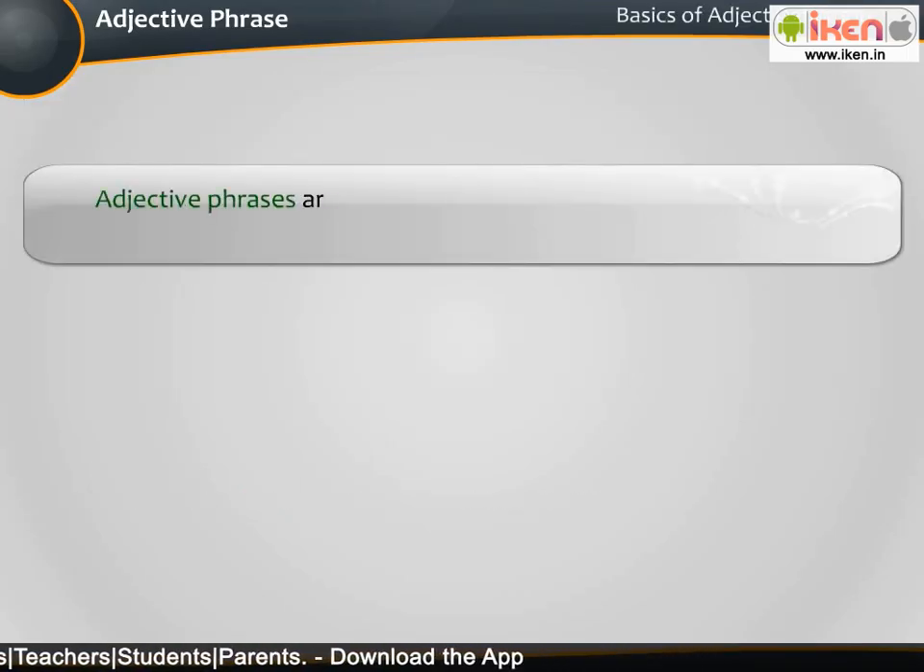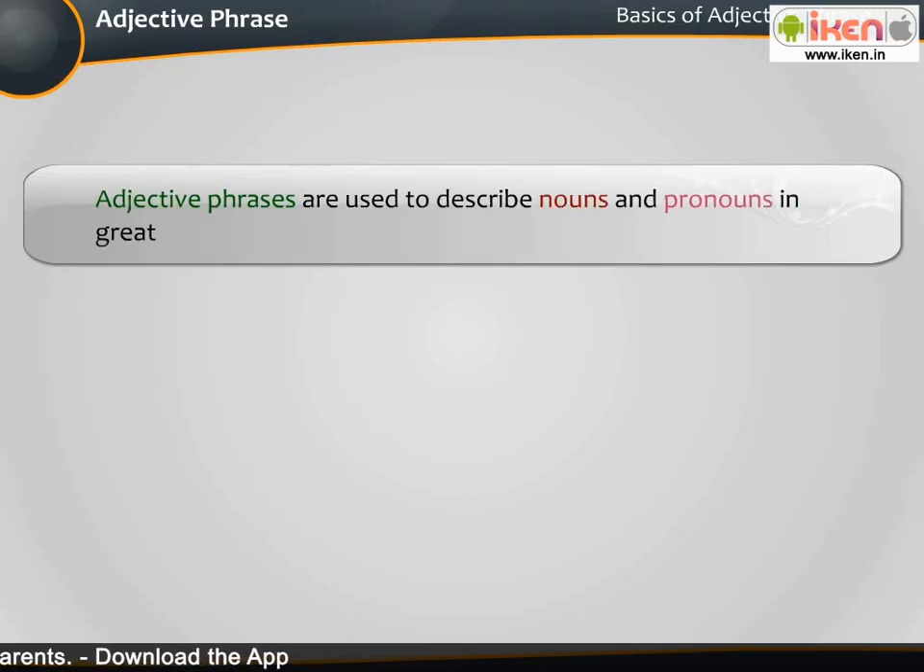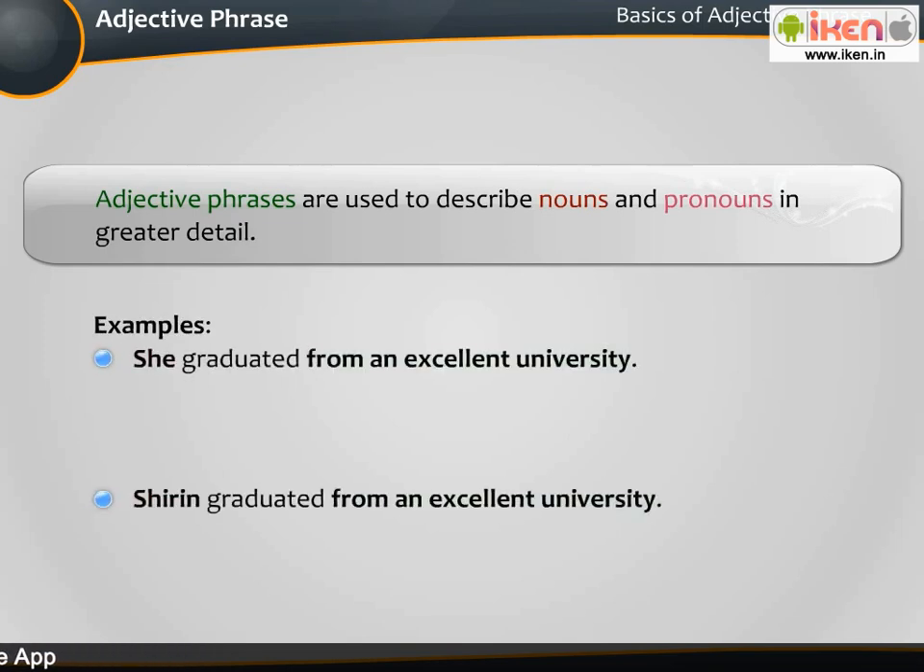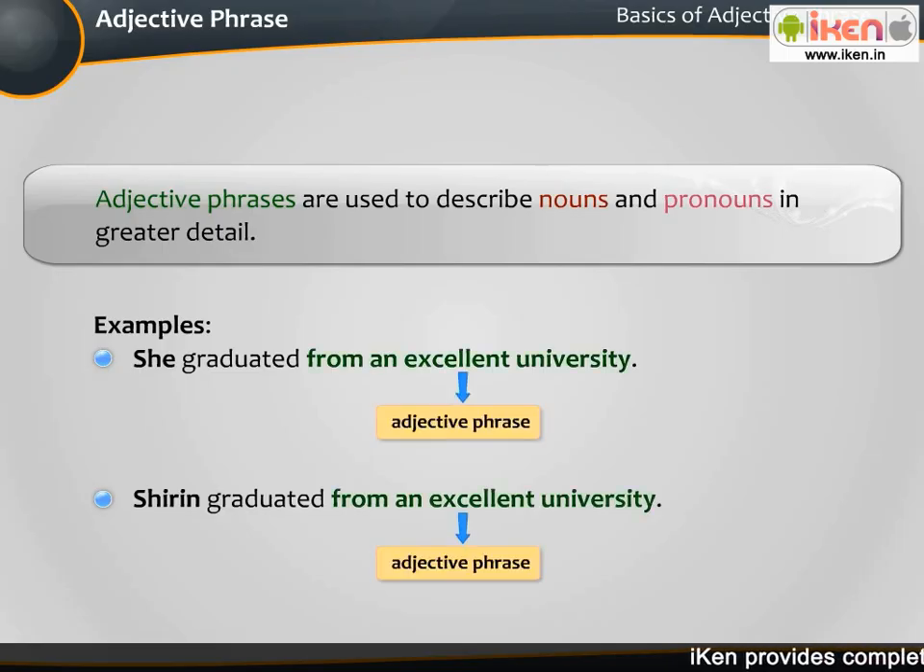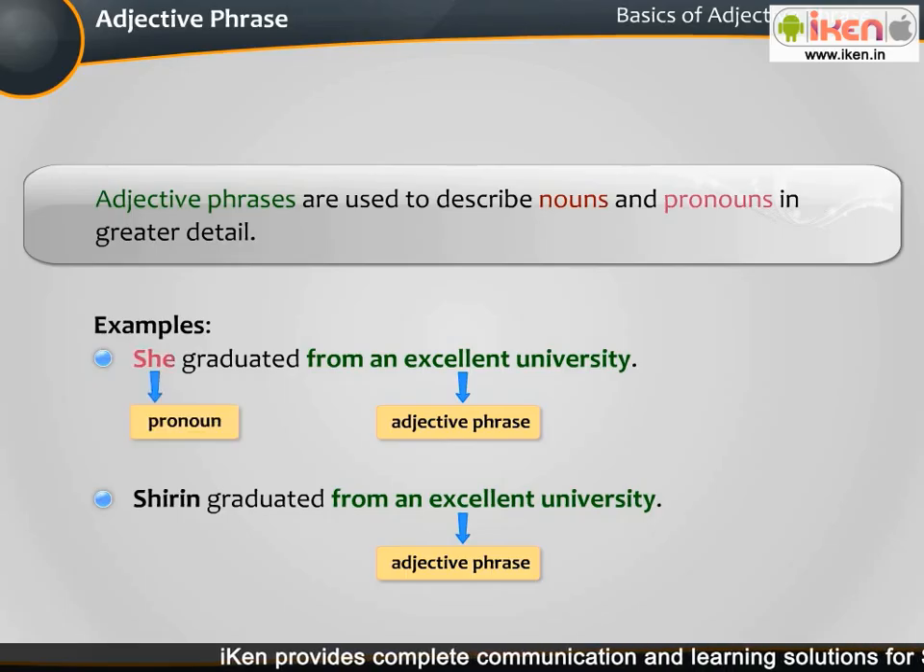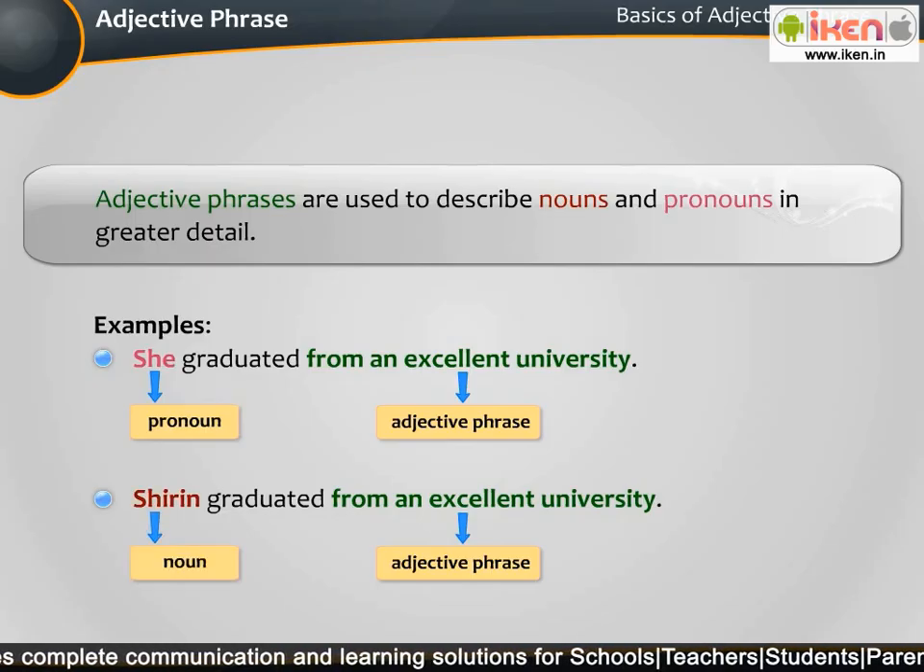Adjective phrases are used to describe nouns and pronouns in greater detail. Consider the following examples. In both the sentences, the adjective phrase is from an excellent university. But in the first example, the adjective phrase describes the pronoun she. And in the second example, the adjective phrase describes the noun Shireen.